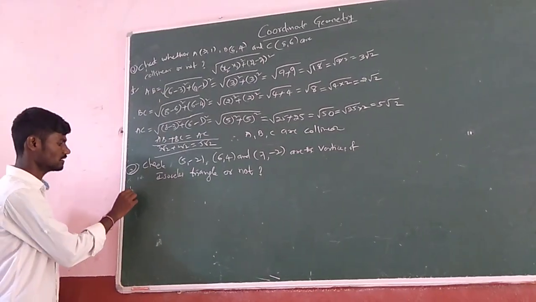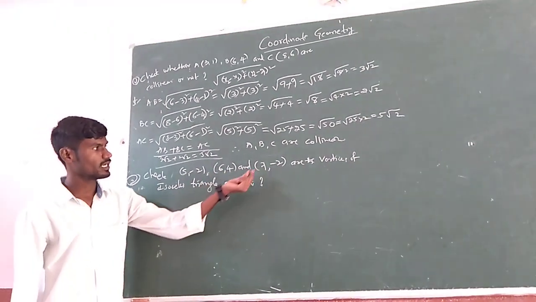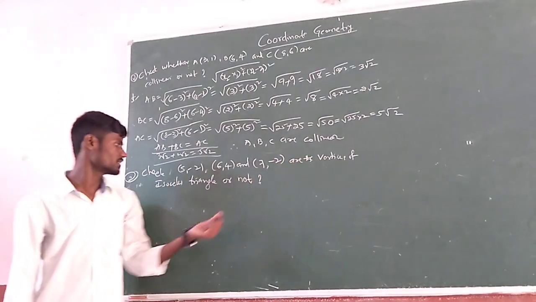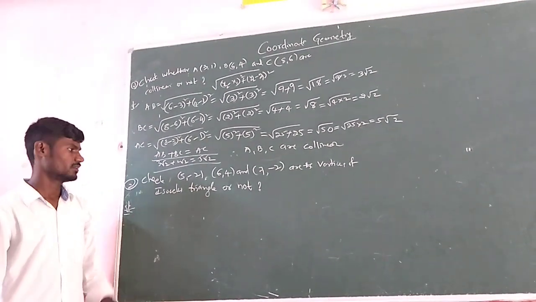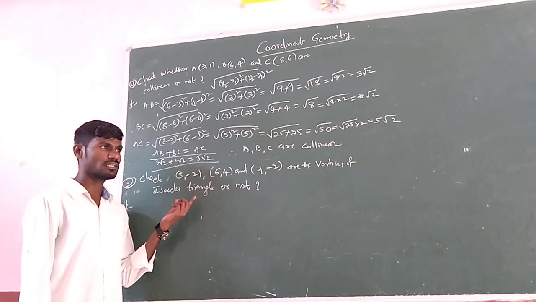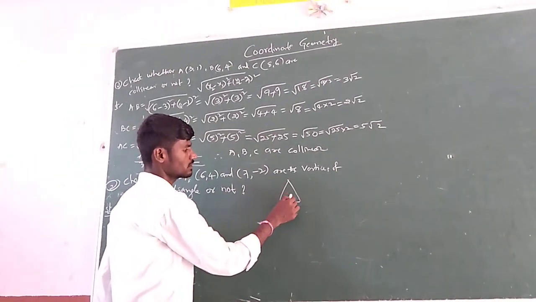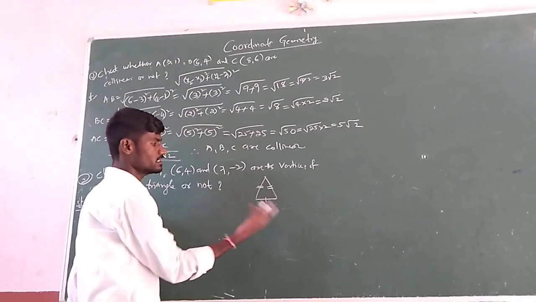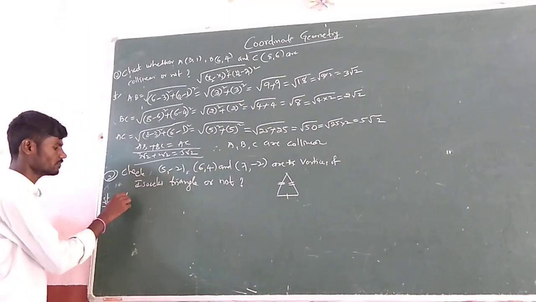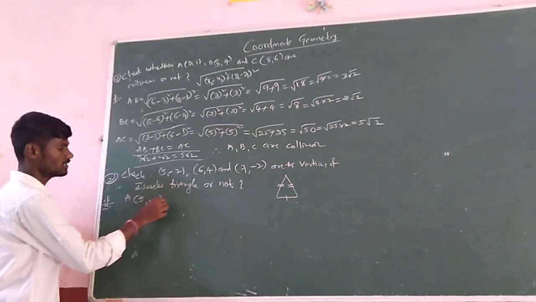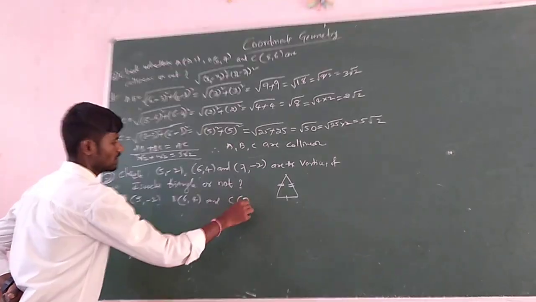Next let us consider this problem here. Check whether 5 comma minus 2, 6 comma 4 and 7 comma minus 2 are the vertices of an isosceles triangle. First, isosceles triangle means compulsorily two sides should be equal, means in a triangle the lengths of two sides are equal, the third side is different. That is said to be an isosceles triangle. So let us verify. Take the given points as A 5 comma minus 2, B 6 comma 4 and C 7 comma minus 2.